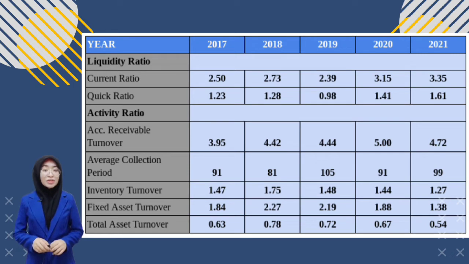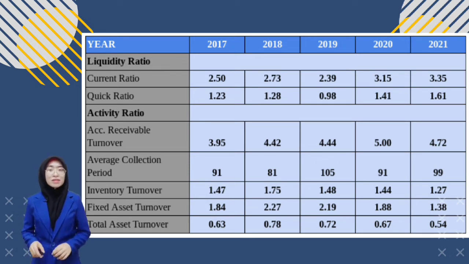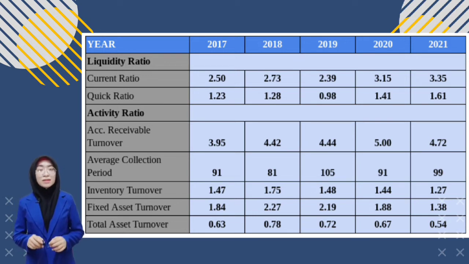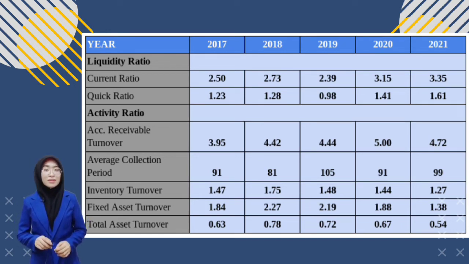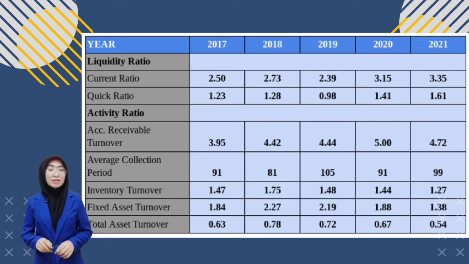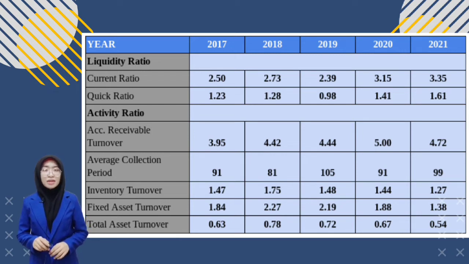Secondly, activity ratio performance. For account receivable turnover, we can see that there is an increasing trend from 2017 until 2020. However, in 2021, the ratio decreased. For the average collection period, 2018 has the fewest number of days. It implies that Pantech Group Holdings has a sound average collection term during the past 5 years, as an average collection period of 60 days or less is normally preferred.